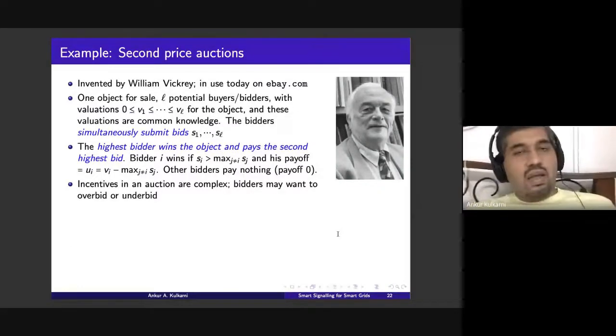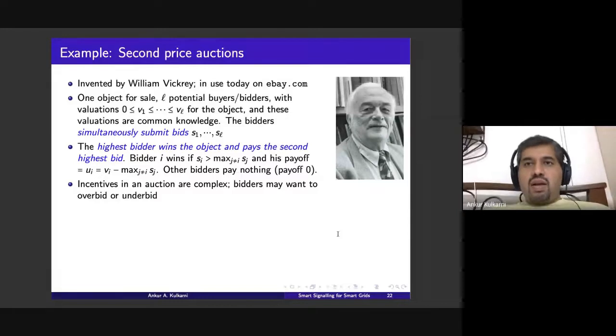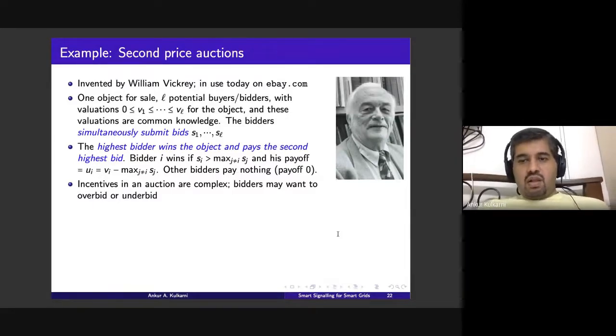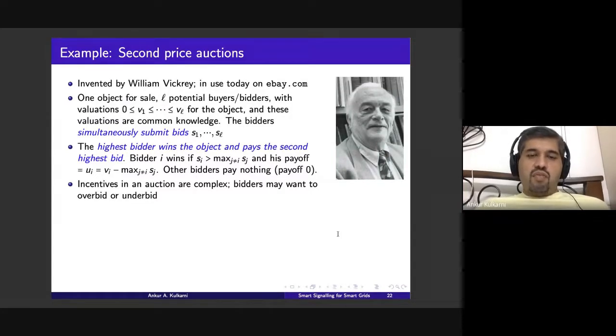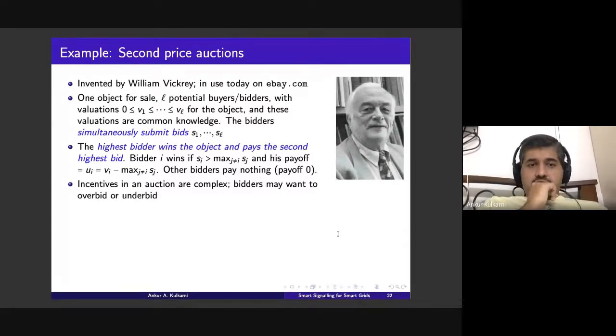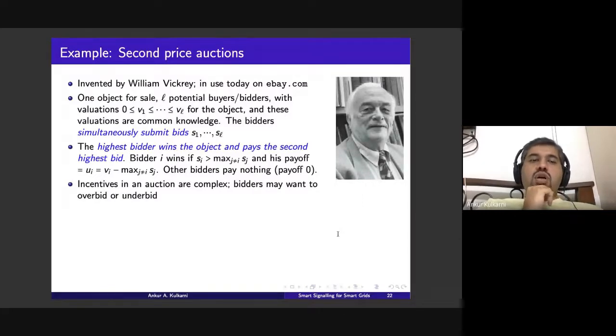So now I'll come back to smart grids, and I'll do that through 2 examples. So here's another example of a very important success story of game theory, which is on what are called second price auctions. This auction mechanism has also been used on many auction sites, such as eBay.com.